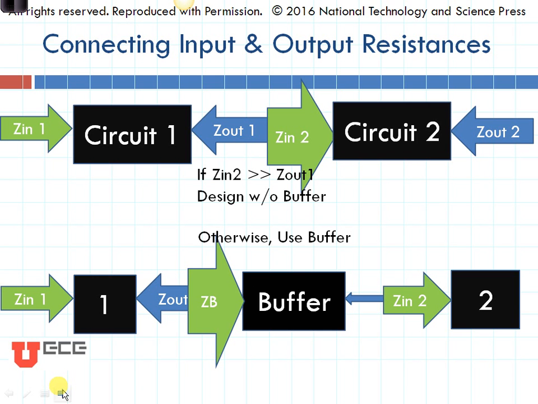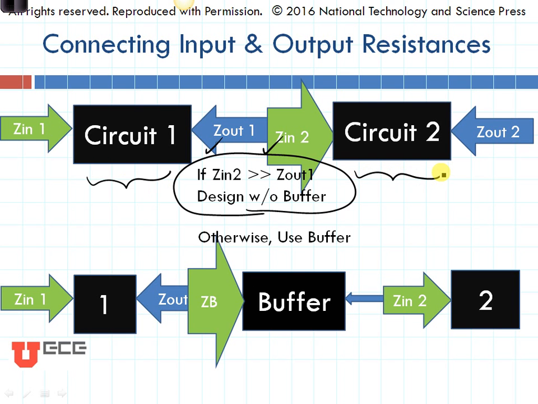Now let's review again, connecting input and output resistances. If I have a large input resistance and I connect it to a small output resistance, I can design my circuit without a buffer. I can individually design circuit 1 and circuit 2 as if they were not interrelated. Any other time, I'd have to analyze the entire circuit. In the event that I didn't have Zin2 much greater than Zout1, what I would do is put a buffer in that case, and that is going to make it so that I always have a large input impedance and a small output impedance. So these are our two design criteria that allow us to design individual elements of a more complex circuit.